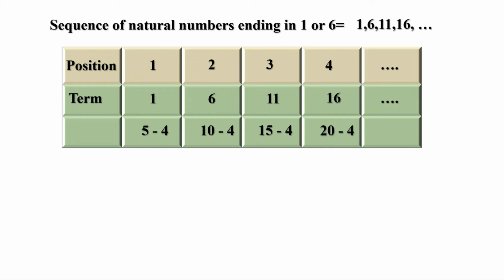Now look at each of these. Minus 4 is the last part. So in the nth term also minus 4 is the last part. What about the first part? When the position is 1, the first part is 1 into 5. When it is 2, first part is 2 into 5. When it is 3, it is 3 into 5. And therefore, when the position is n, it is n into 5 or 5n. Therefore, xn equal to 5n minus 4 is the algebraic expression of this sequence. You can verify by putting n equal to different values.